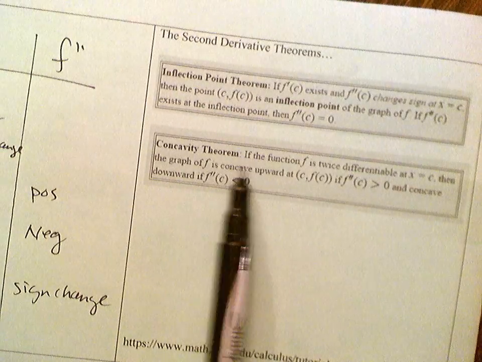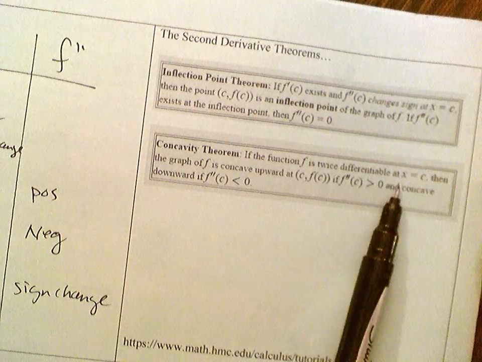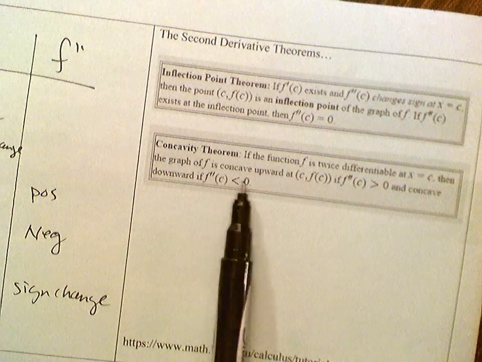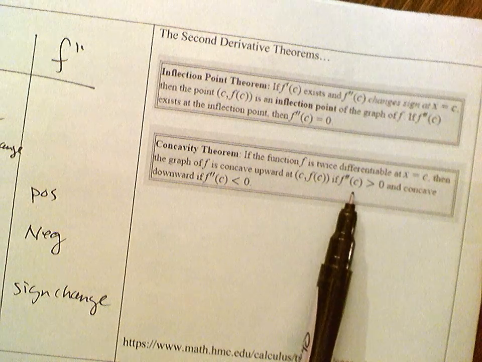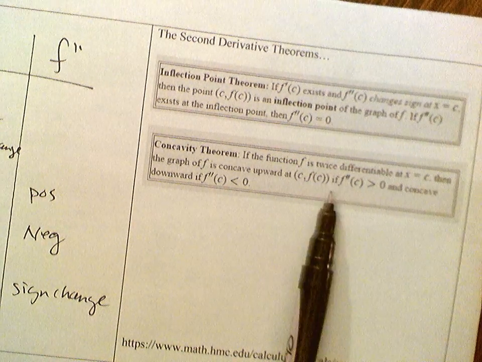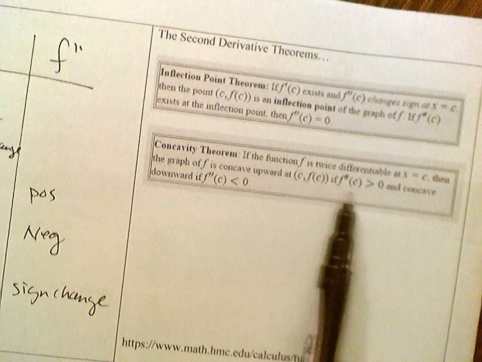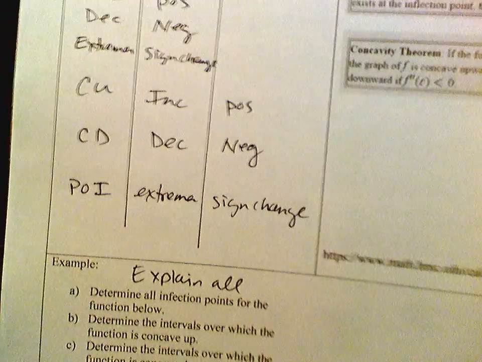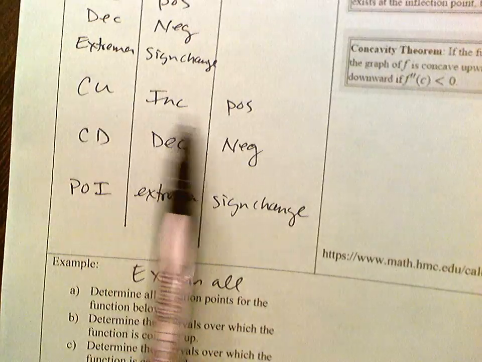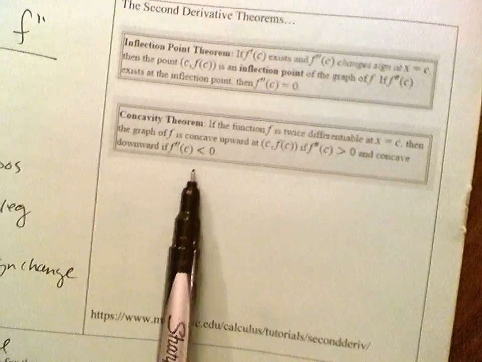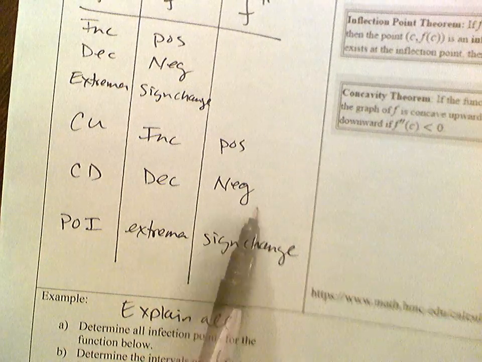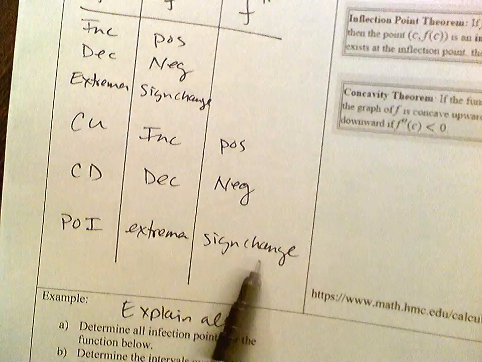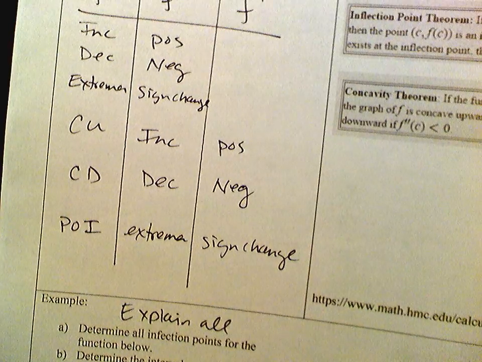And then the concavity theorem: if the function f is twice differentiable at x equals c, then the graph of f is concave upward at c comma f of c if f double prime of c is greater than 0, is positive. Okay, so what they're saying right here, concave up if f double prime is positive, that's right here. Concave up, f double prime positive. And basically the rest of the theorem says concave down, negative. Okay, and then down here we would have basically the inflection point theorem right there. Okay, so here's an example.